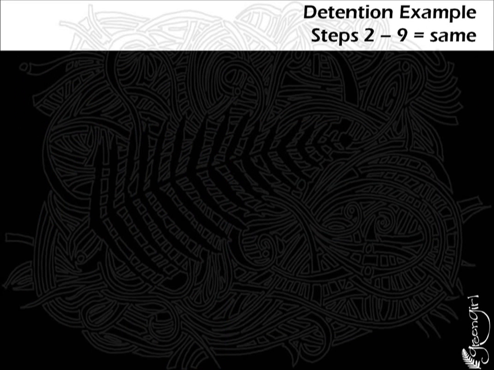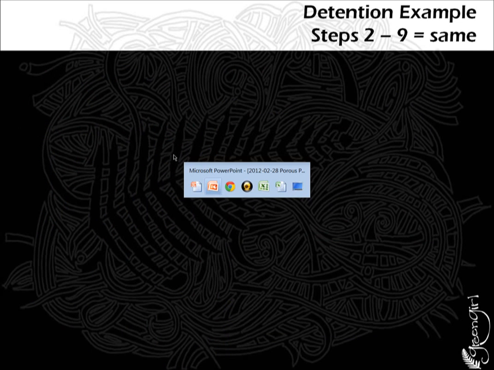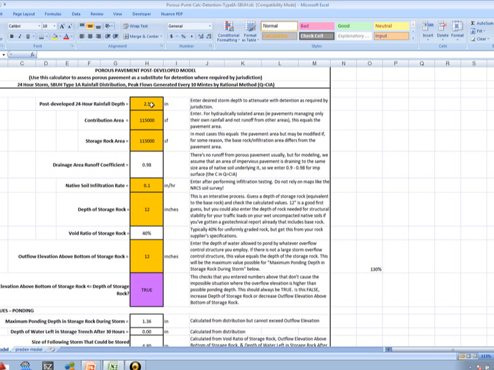in our model. And then steps 2 through 9 are the same as the simple model. So I'm just going to take you over here to say, okay, here was the simple model. So I'll just step you through. I'm going to change that from 2.5 inches to 4 inches. Everything else in the simple model is the same. Contribution area, storage rock area, drainage area coefficient, native soil infiltration rate. Notice that's very low, 0.1 inches per hour. It worked for us in the last round, and it might work for us here too.